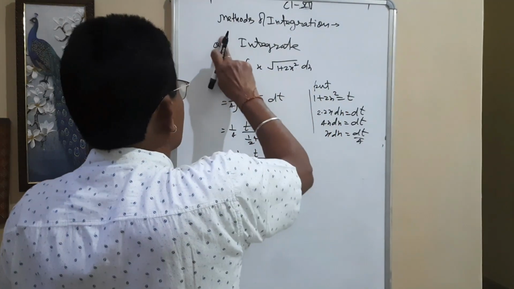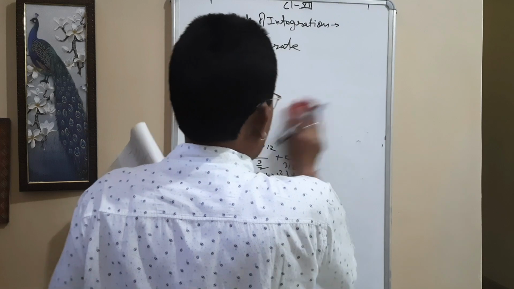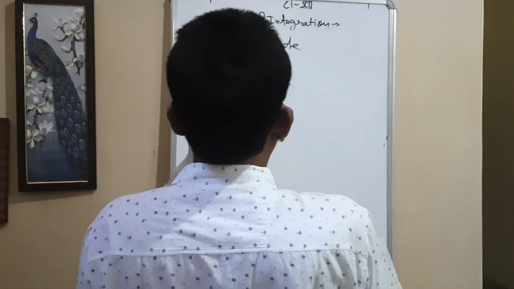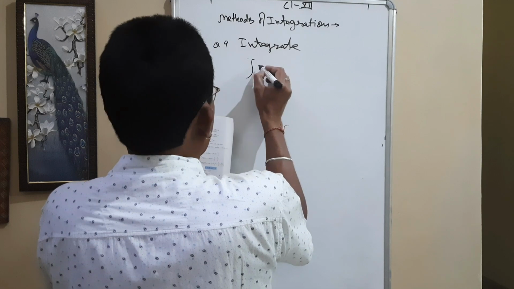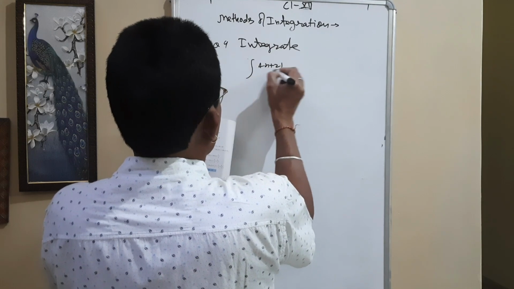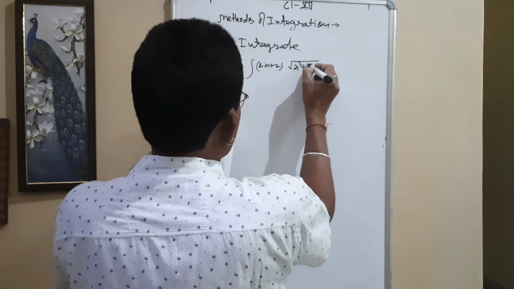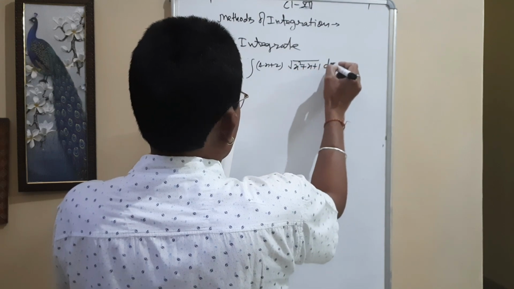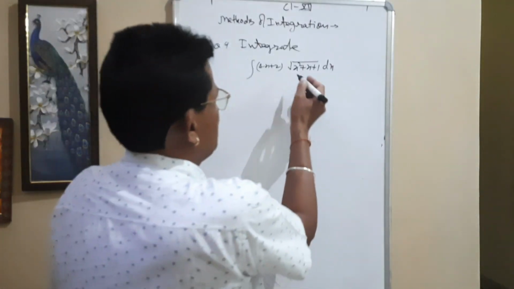Question number 9 of the same series, my dear student. You must see question number 9. What is question number 9 in your NCERT book? That is 4x plus 2. The question is given just to confuse the student.